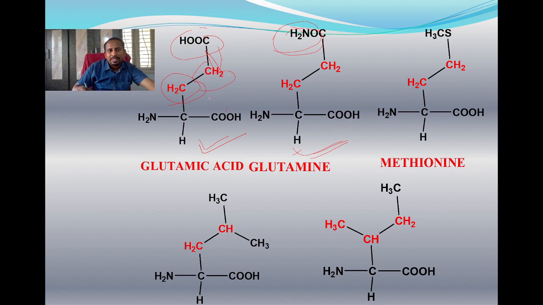All are CH2 substituents. Two CH2 groups are there. Here is the carboxylic group, that is glutamic acid. Here is the amide, that is glutamine. If CH2 and CH2 are there, and here sulfur is linked with CH3, then the compound name starts with M, methionine. The amino acid name is methionine.